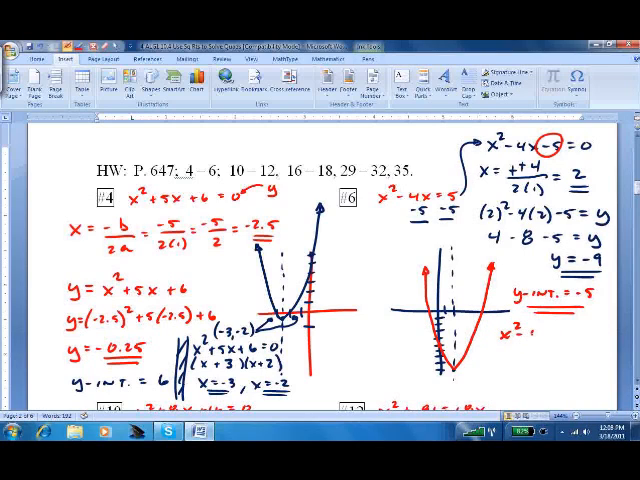X squared minus 4x minus 5 equals 0. X, negative, positive. What times what equals negative 5? Negative 5 times 1. Negative 5 plus 1 equals negative 4. It's a beautiful thing. X equals 5, x equals negative 1. This hits at negative 1. This hits at 5. 1, 2, 3, 4, 5.